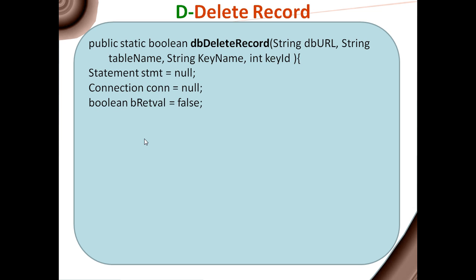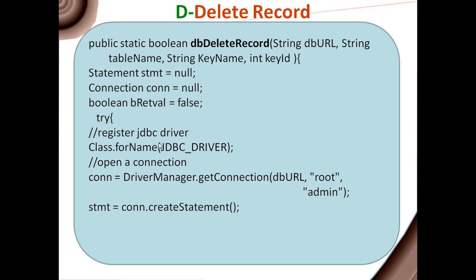Similarly, the last one, which is a delete. Now here you can have the DB delete record. In this DB delete record, you are going to have the same thing: the database URL, then the table name, the key name, and then the actual value of key ID. Here again you create the references, the statement and the con from the statement class and the connection class. Then the same steps: you register the JDBC driver, you open a connection, then you create a statement object.